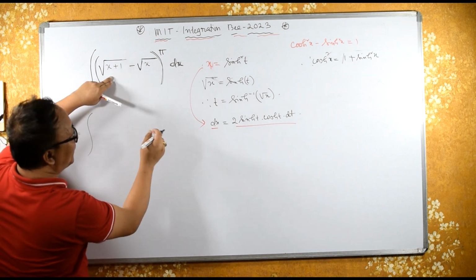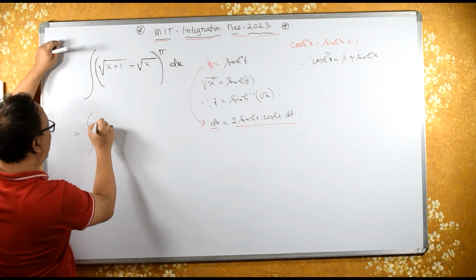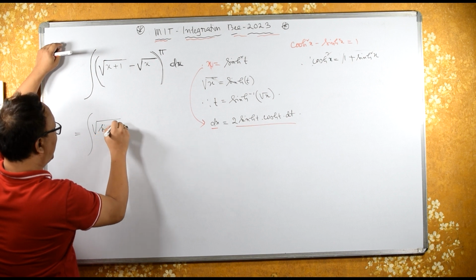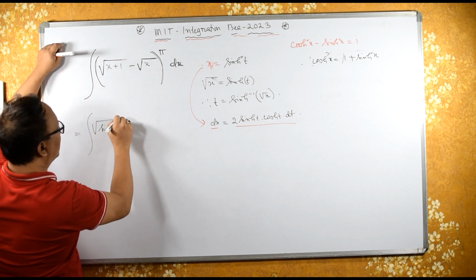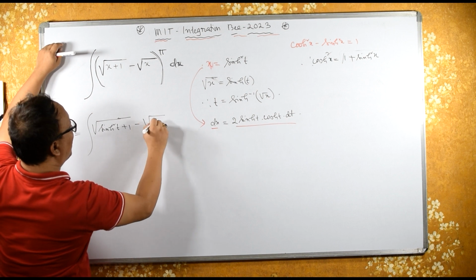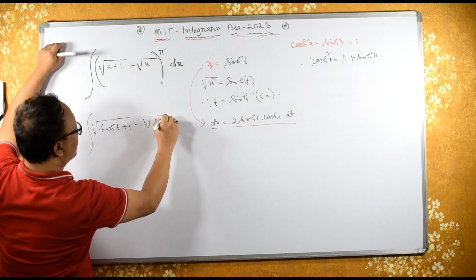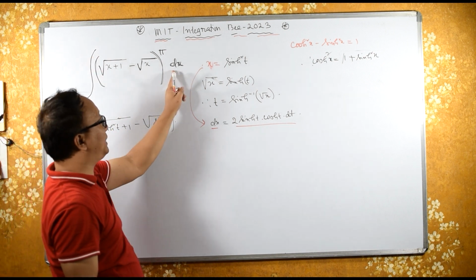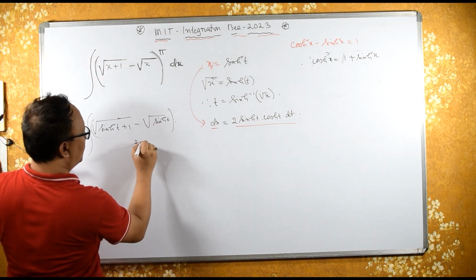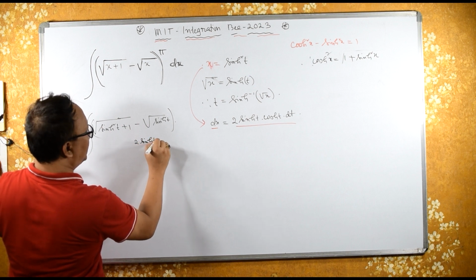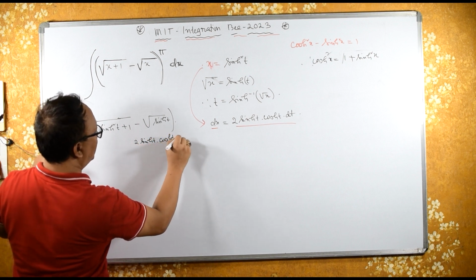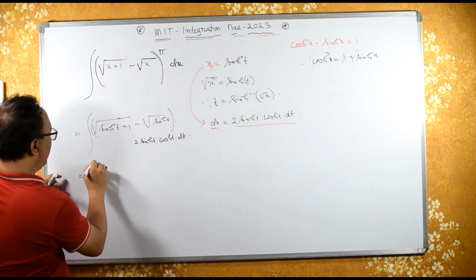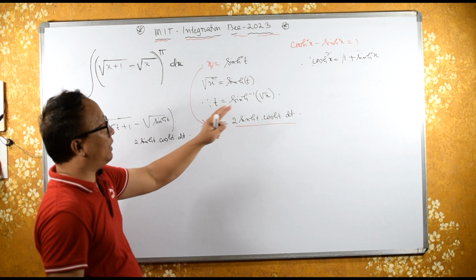Therefore this is the same as the integral of the square root of (x plus 1) over (x)... where x is sinh squared t, so x plus 1 is sinh squared t plus 1, and dx is 2 sinh t cosh t dt. Sinh squared plus 1 is cosh squared.